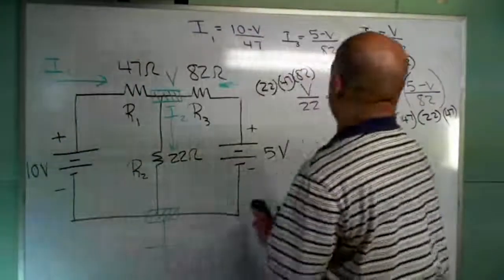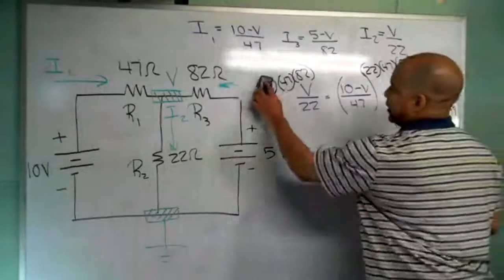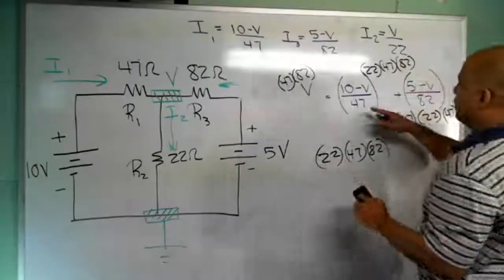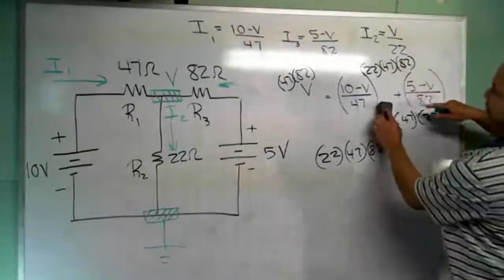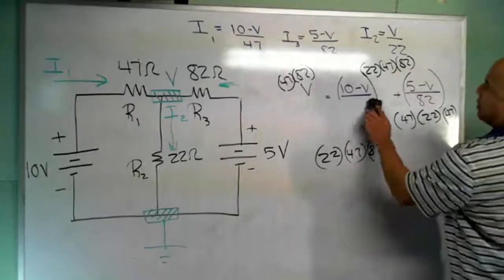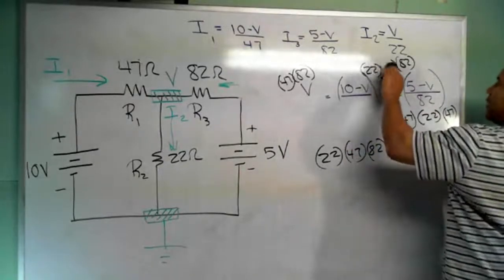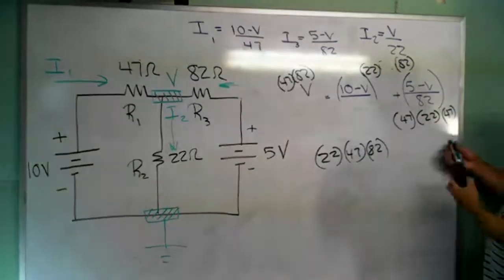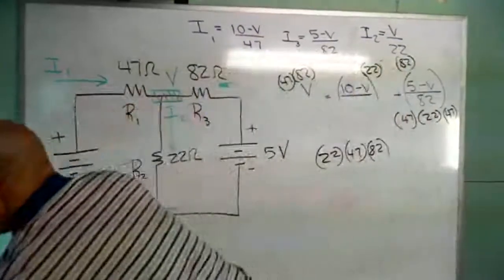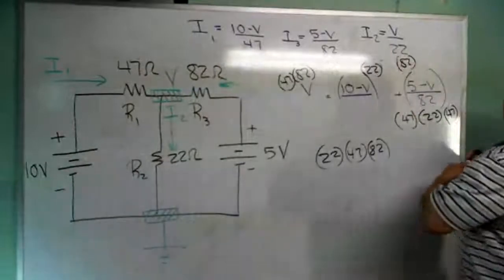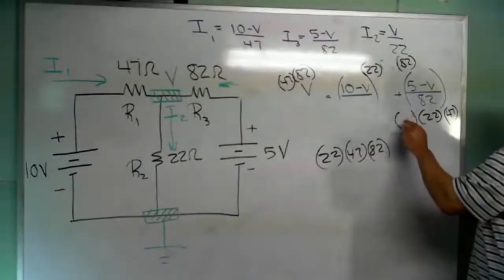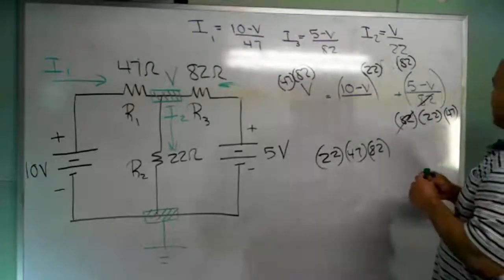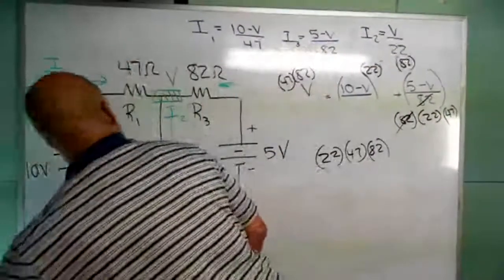Because this 22 will cancel with this. So this will cancel with that one. This 47 will cancel with that. So I end up with, this 47 canceled out. And that 82 will cancel. I got 47 up here twice. This should be an 82. And that 82 and that 82 will cancel out. And I'll have 22 by 47.